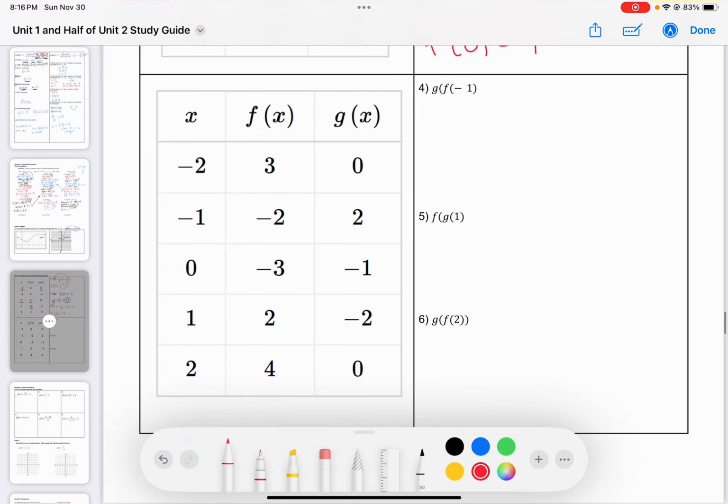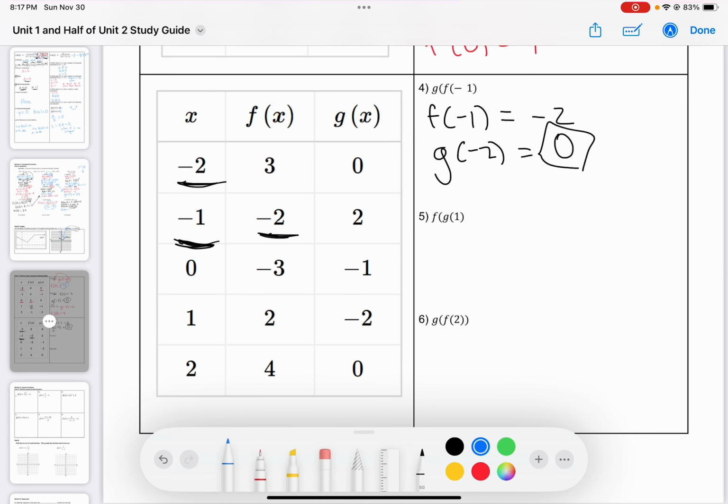All right, let's hop down to this one. We've got a new table. We have the f of -1 inside of g. So the f of -1 is equal to, when x is -1, what is f? It's -2. And when I input -2 to g, the g of -2 is equal to 0. The g of 1 is -2, and the f of -2 is 3.